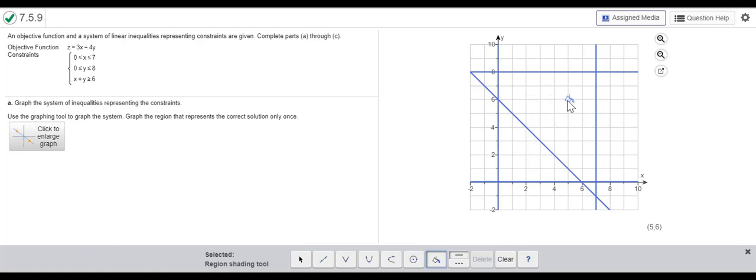So I'm going to shade the boxed in region that is above that line, but inside of all the other 4 lines that I put. So that shades this region here.